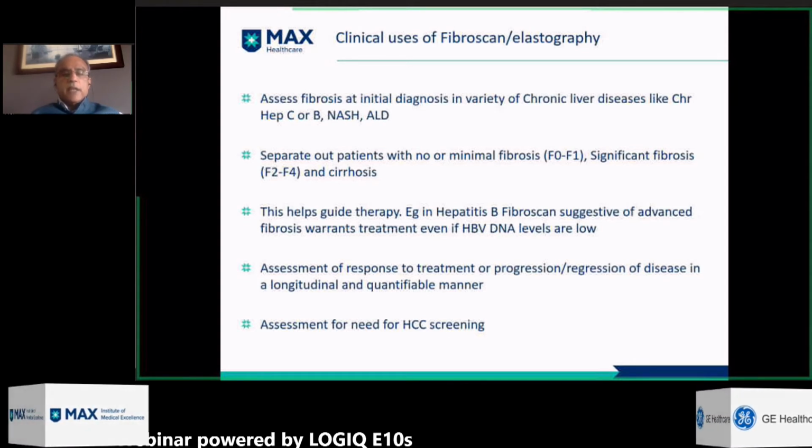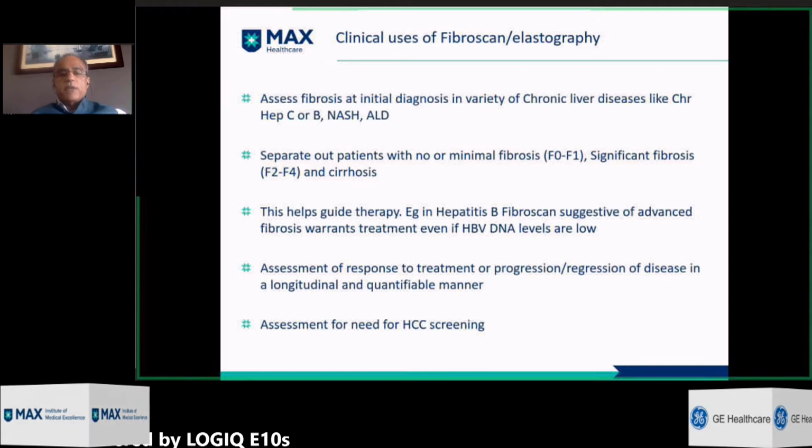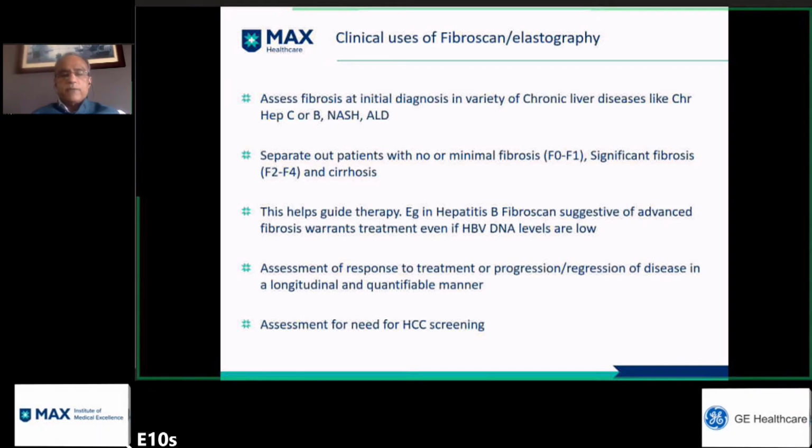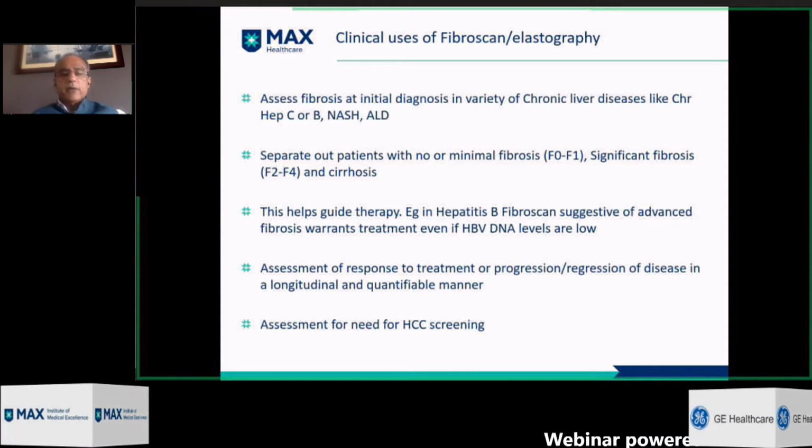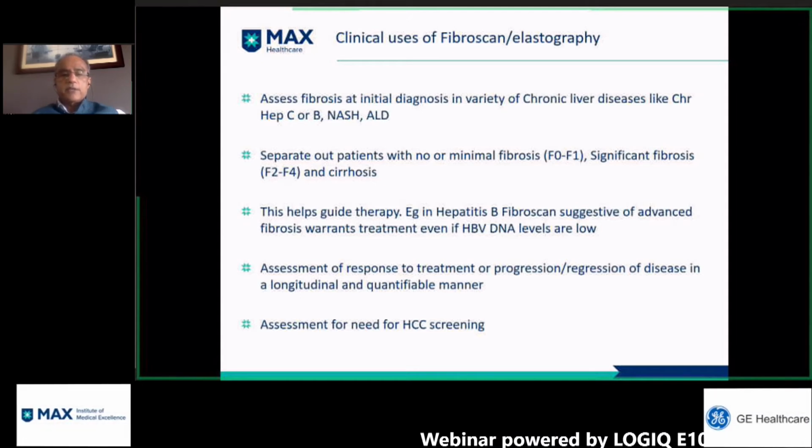The last part of this slide is assessment of need for HCC screening. So patients who have advanced fibrosis should go into an HCC screening protocol on a regular basis, at a six-monthly to yearly interval.